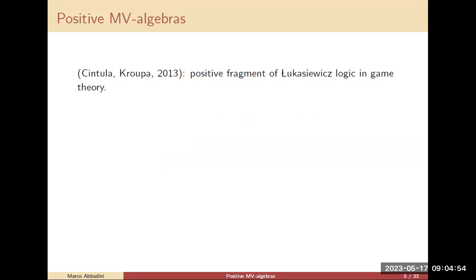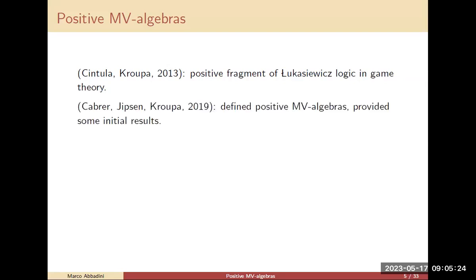So, why am I talking about positive MV-algebras? Well, Cintula and Kroupa used the positive fragment of Lukasiewicz logic in game theory, essentially because the winning coalitions are monotone, meaning that if I join a winning coalition, it remains a winning coalition. So that's why the positive fragment came up in game theory. And then again, Kroupa with Cabrera and Gibson defined positive MV-algebras and provided some interesting results.